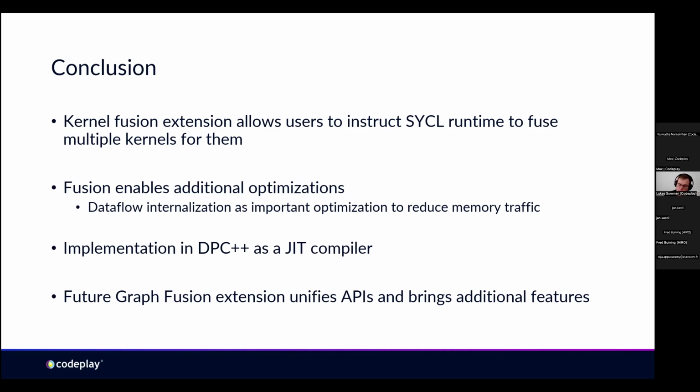In the TACO paper, we have a detailed performance evaluation there. You can see that really the data flow internalization and reducing traffic to global memory is what really gives you performance benefits from fusion. The implementation is a JIT compiler as part of DPC++. And in the future, we hope we will transition to this graph fusion API, which also brings additional features for you as a user.